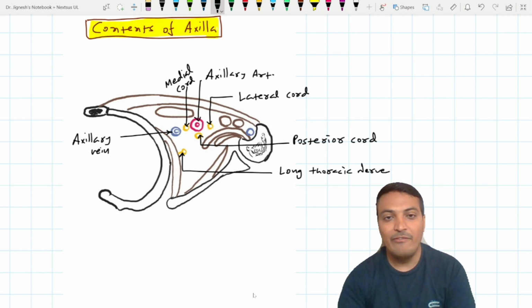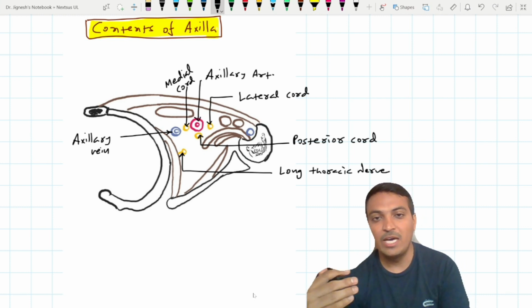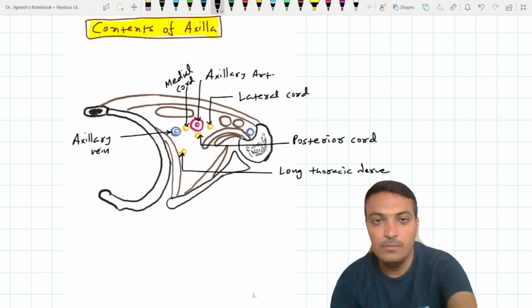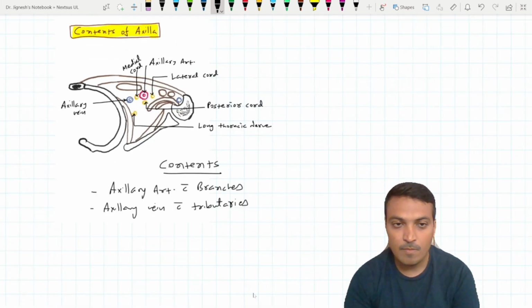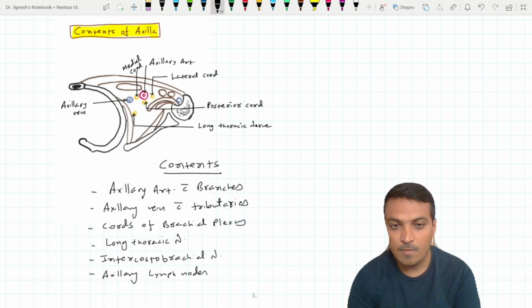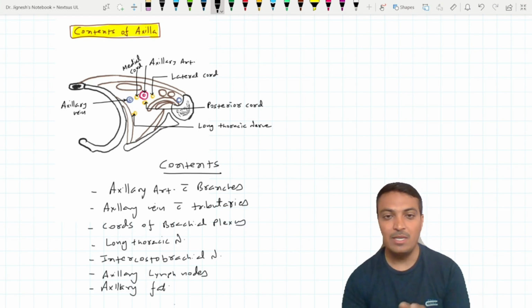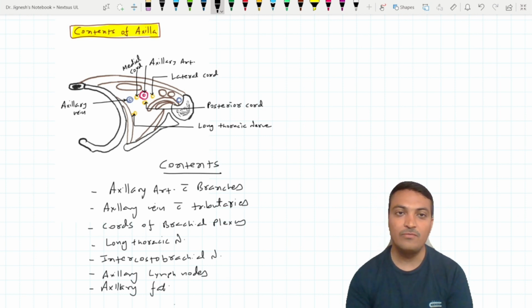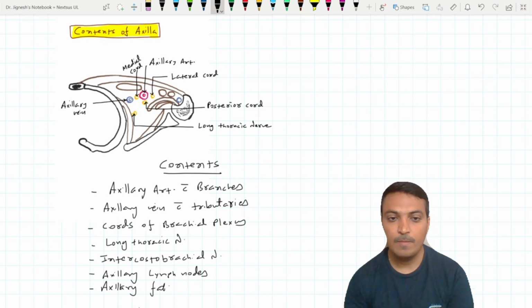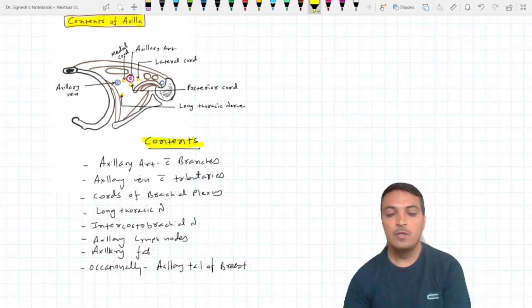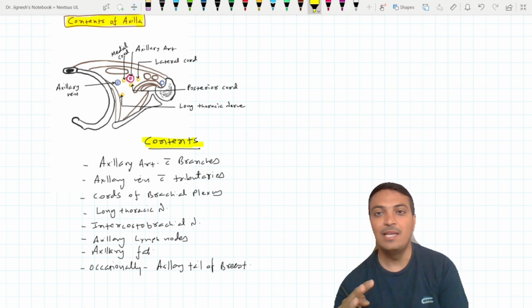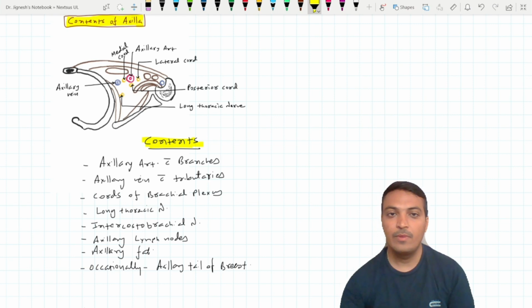Along with that, the axillary fat is also present within the axilla, and the axillary lymph nodes, which we are going to see in the upcoming session, are also present within the axilla. Along with all these contents, sometimes the axillary tail of the breast is also present as a content of the axilla. So this is all about the boundaries and the content of the axilla in a nutshell. Hope you understand well.